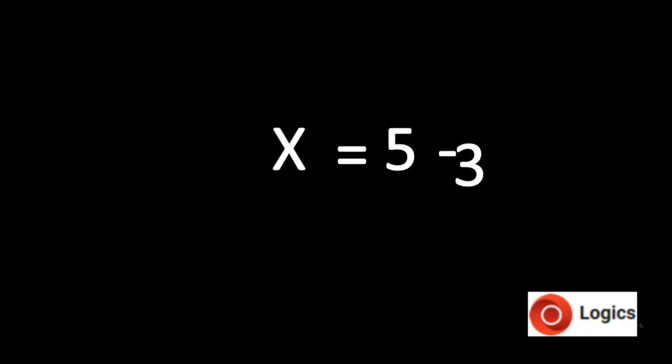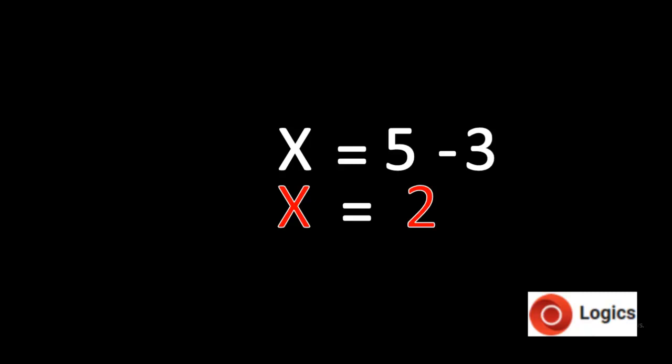Now in this equation, when plus symbol transpose to other side, plus symbol changes to minus, and transpose 3 to other side. So the equation is x is equal to 5 minus 3. And the value of x is equal to 2. So, the number of apples that we need to take out to balance the seesaw is 2.